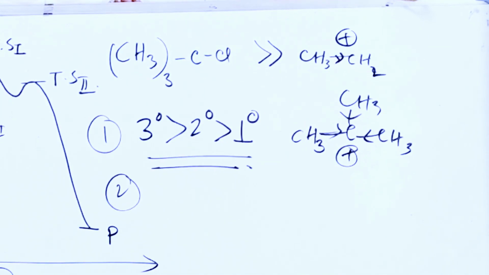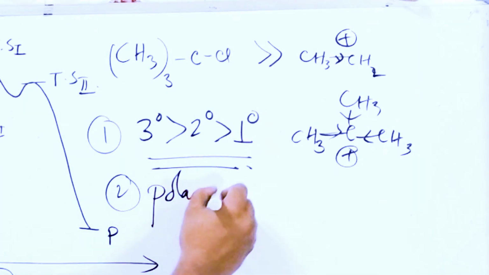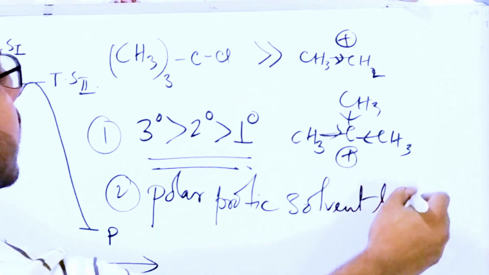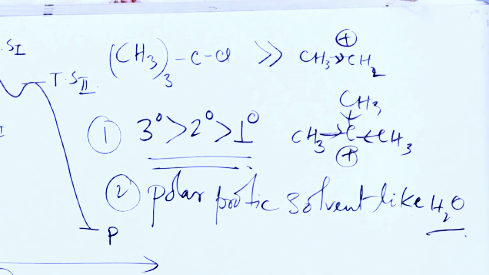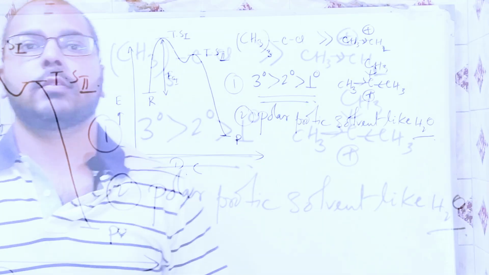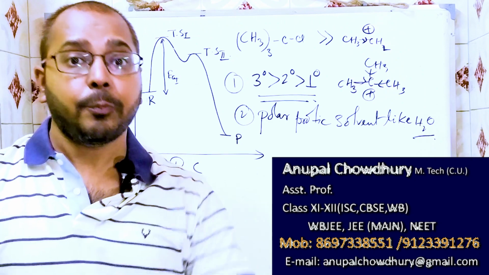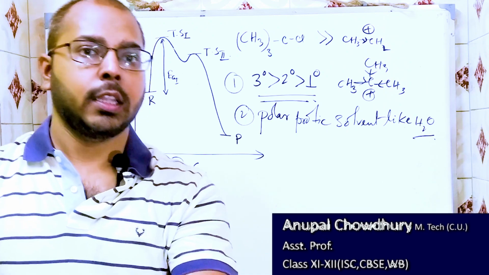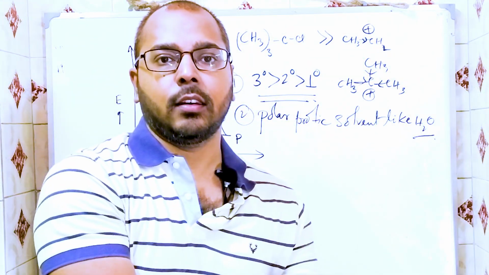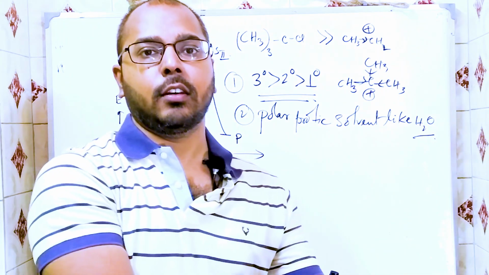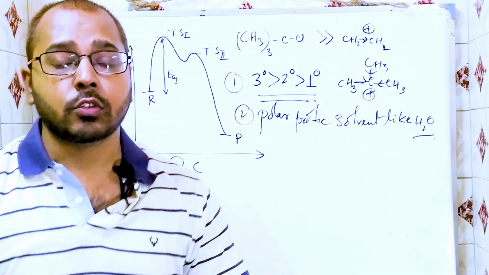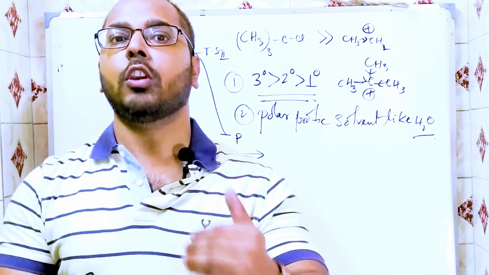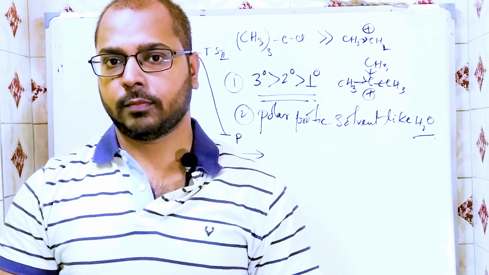Got it? And if a polar protic solvent is there, like water, what is meant by polar protic solvent? Polar protic solvent means, you can write it down, one which can dissolve the cation as well as the anion. Water can solvate both of them. So that is why in this case formation of carbocation is favored. So polar protic solvent favors the rate of SN1.